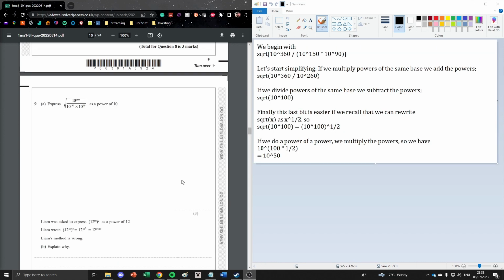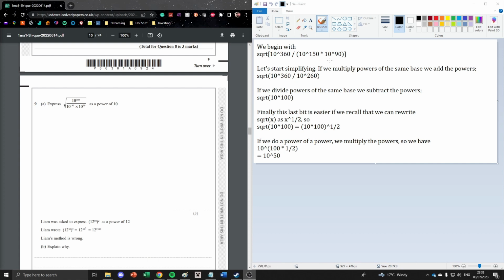Question 9 is another multi-parter, both parts being on indice laws, and part A specifically asking us to simplify this expression and express the answer as a power of 10. So we begin with the square root of 10 to the 360 divided by 10 to the 150 times by 10 to the 90. So firstly, we're going to make this denominator into one term.